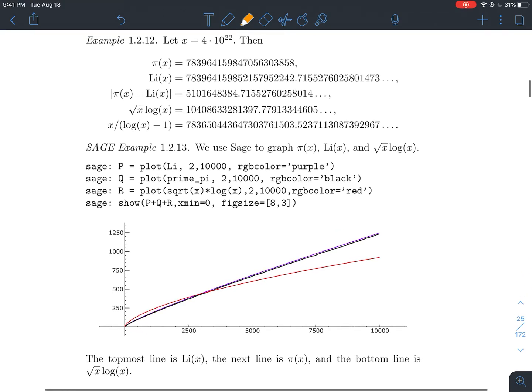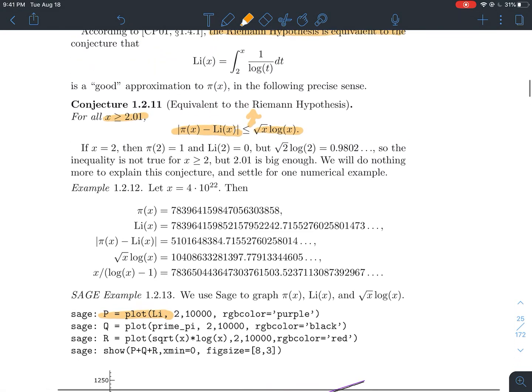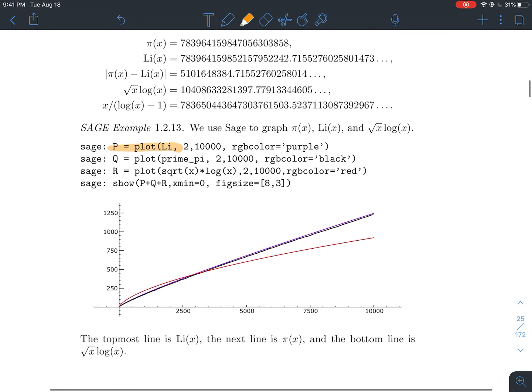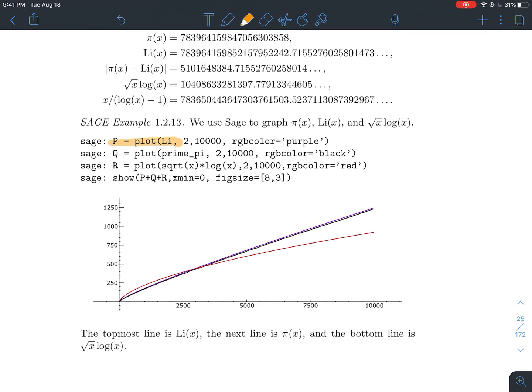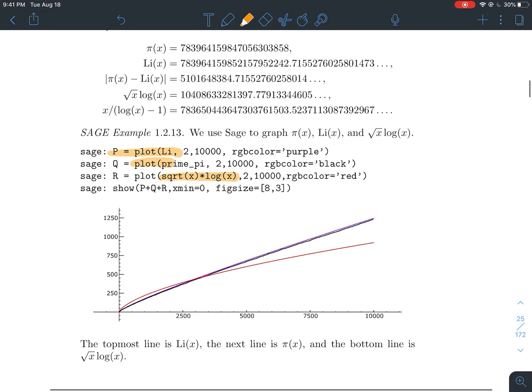just show some of the graphs. So P is the plot of this integral function above here. So again, this is a function where the input is the top limit of integration here, and just spitting out what that integral is. And we're just comparing it to the plot of our pi function, and then also comparing it to the plot of the square root of x times log of x. And let's see, that is the thing that's red.